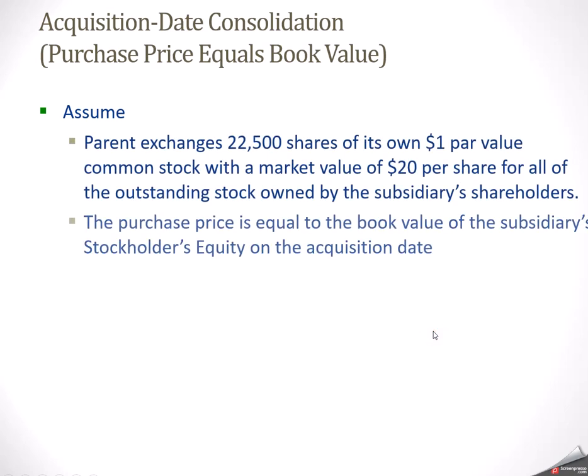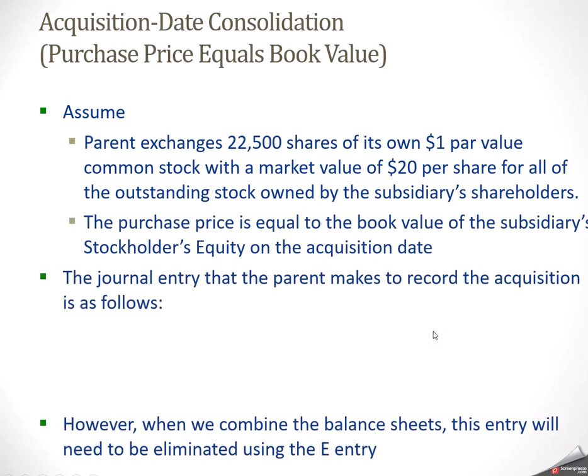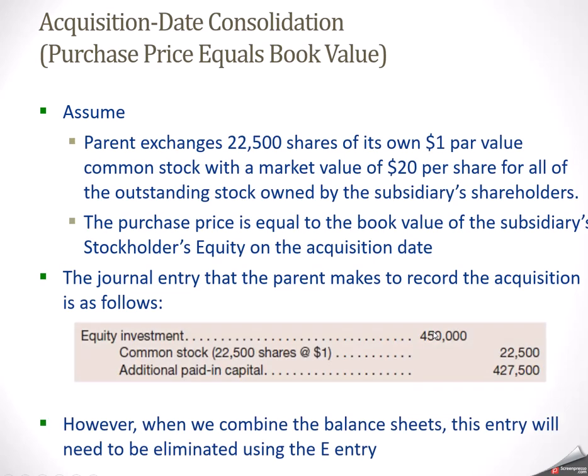So here we have an easy one. If the purchase price equals the book value, the parent exchanges 22,500 shares of its par value stock that has a current market value of $20 per share. So that's really the value that they're giving up. The 22,500 shares times the $20 per share. When you multiply those out, you see it's worth $450,000.